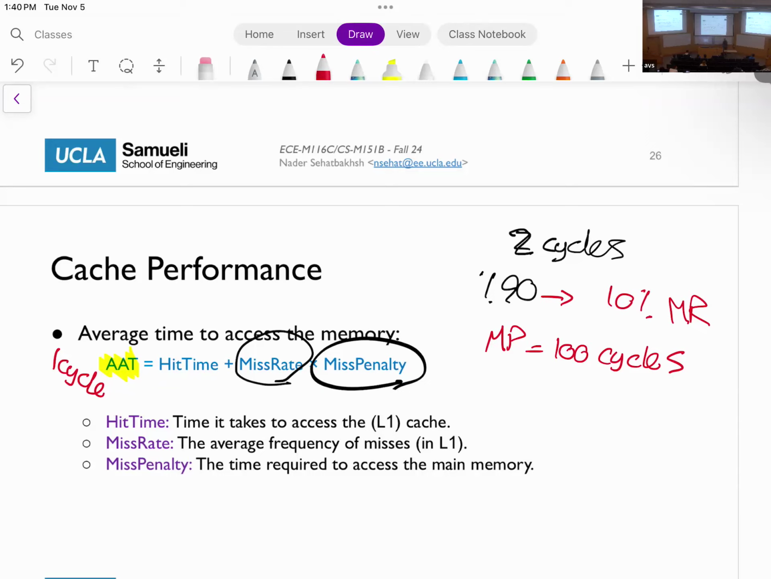So if my hit time is 2 cycles, 90% of the time I only have 2 cycles, but 10% of the time I have 10 cycles, what would be the final number? Anyone? 20? Why 20?